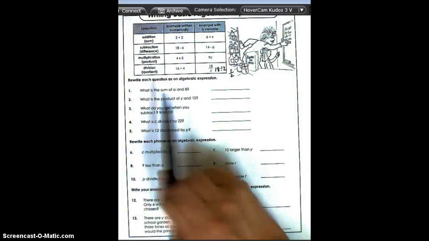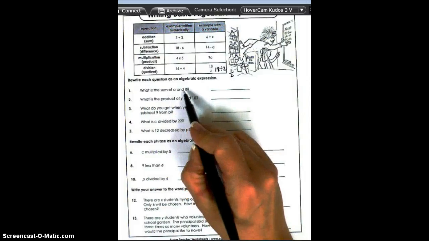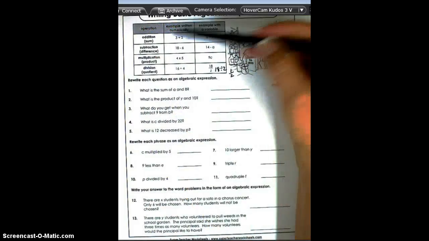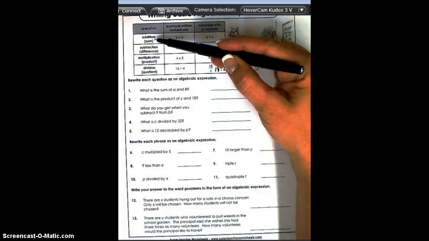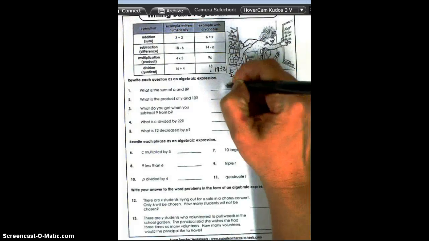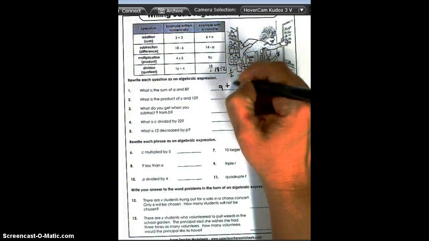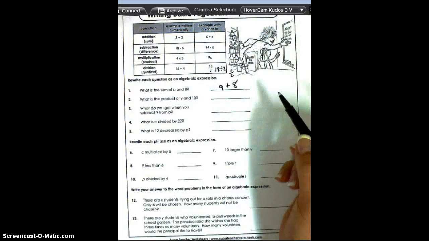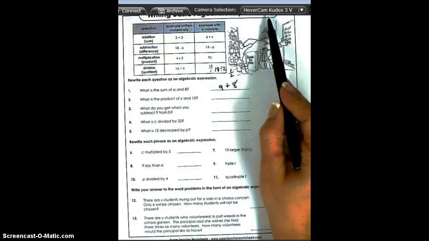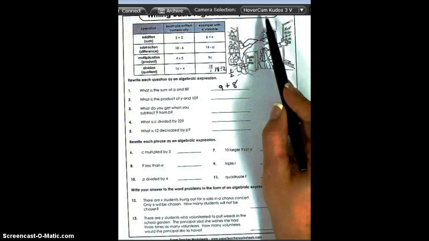Alright, so what is the sum of a and 8? So we need to look up here if you're not sure what a sum is, so we know that we're going to be adding. So we want a plus 8 on that one. And if it's an expression, it's not going to have an equal sign, so we got to make sure that we leave that equal sign off.